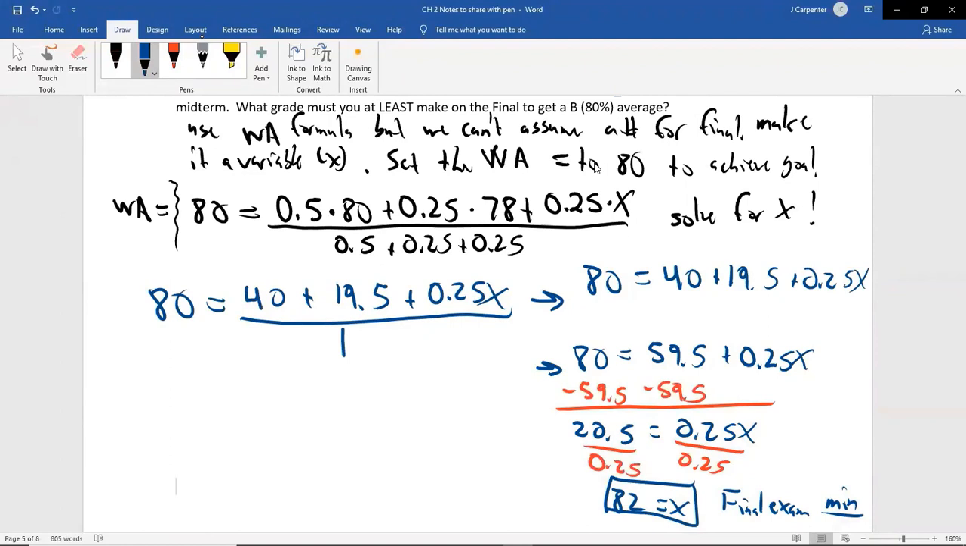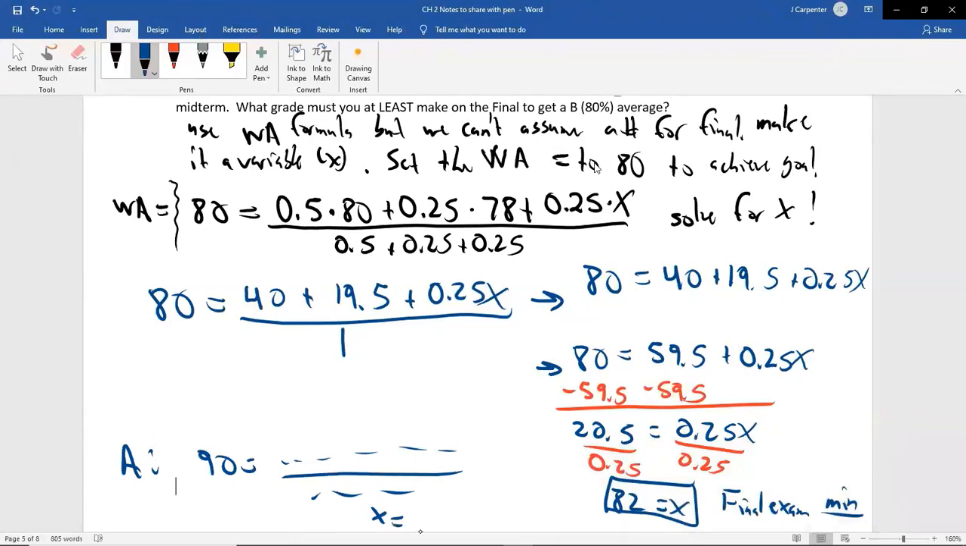What you might want to do for fun is go back and say, okay, what would I need to earn on the final exam if I want to get an A? So for an A, you'd go 90 equals, and then the right-hand side is literally the same thing. You'll solve it and you'll get an answer.